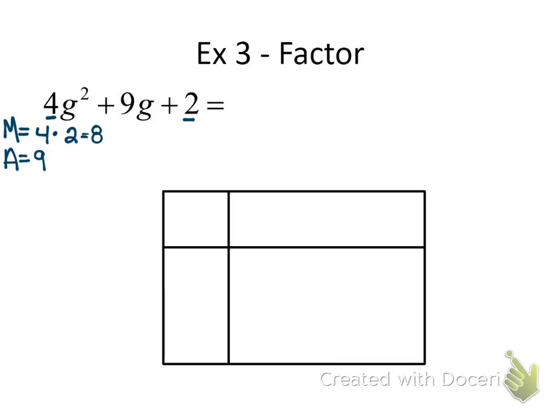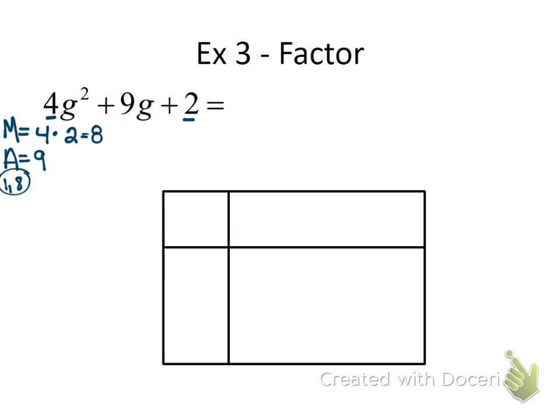So to determine that information, I'm going to have to find the factors of 8. So Jenna, what are the factors of 8? 1, 8, 2, 4. Oh, stop right there. 1 times 8 equals 8. If I add them together, what do I get? 8, 2.